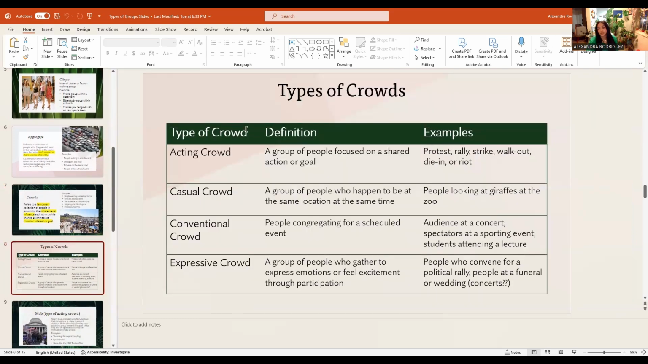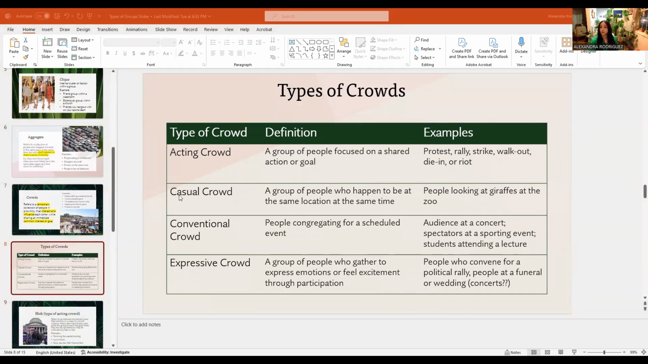It gets deeper though. There's types of crowds, of course. So the first type of crowd is an acting crowd. An acting crowd, of course, is focused on some sort of action. They're focused on making change or they're focused on some sort of common goal. This could be a protest, a rally, strike, walkout, die-in, riot. It doesn't have to be that extreme, but typically people who are coming together to address a certain goal or change.